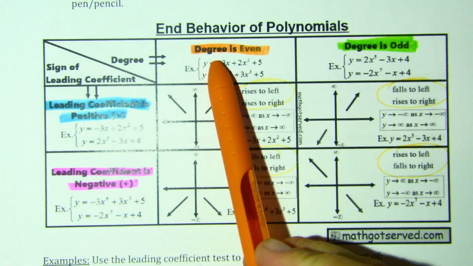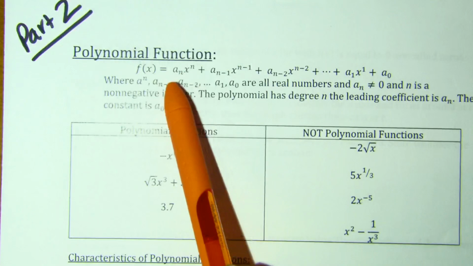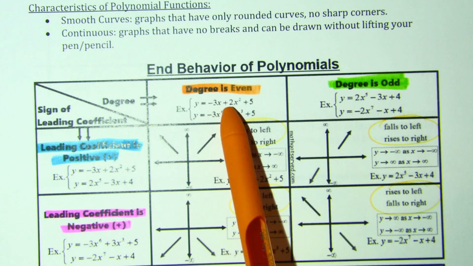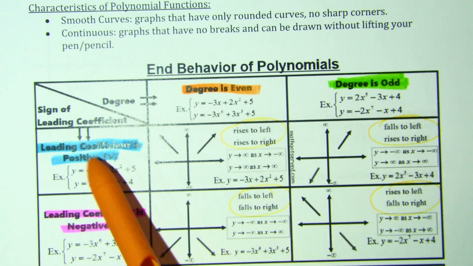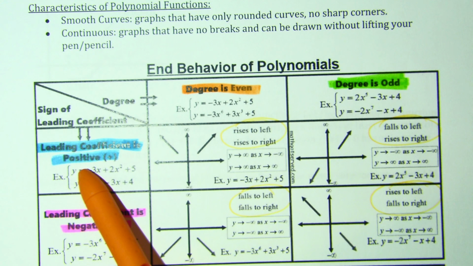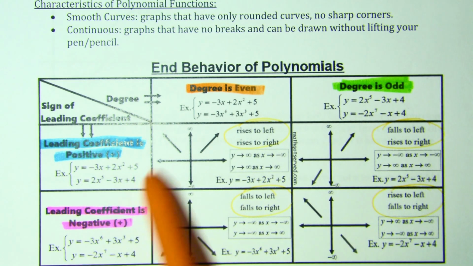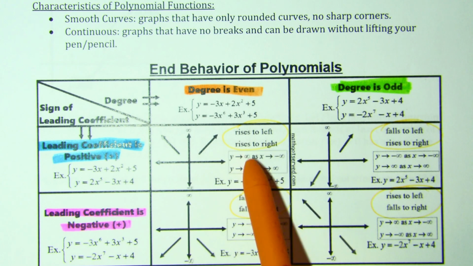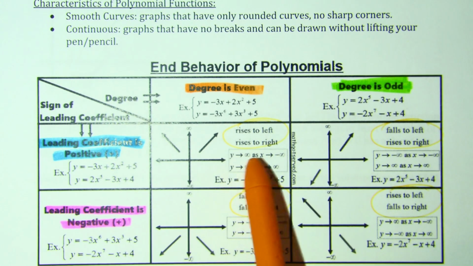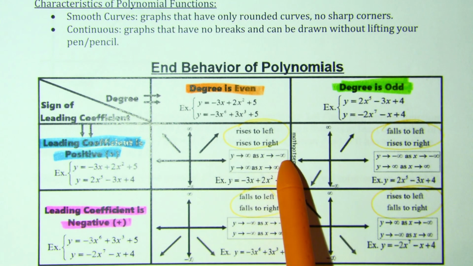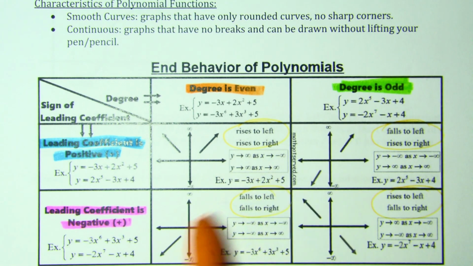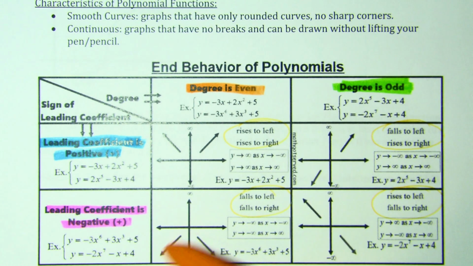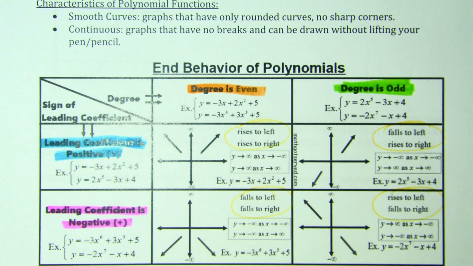And if the degree is even, meaning that largest exponent is even, then the arrows are going to be going in the same direction. If they're even and the leading coefficient is positive, meaning the number out front is positive, then those ending arrows are both going to be going up, meaning it rises to the left and rises to the right. Or as x goes to negative infinity and positive infinity, y goes to infinity. If the leading coefficient is negative and the degree is even, then those ending arrows go down.